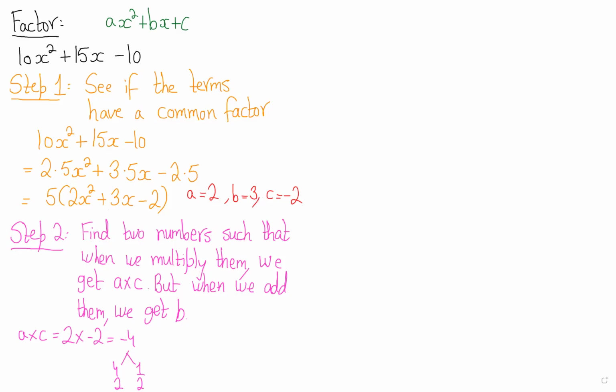So what if I stick my negative sign with 1? So 4 times -1, that is -4. And 4 plus -1 gives me 3. So this here works. 4 and -1, this works, right? So let me go ahead and highlight that in, let's say, this light blue color here. So these two factors work. Okay, so this is the extent of step 2. Step 2 is now done, right? So we found two numbers such that when we multiply them, we get A times C. When we add them, we get B, right?